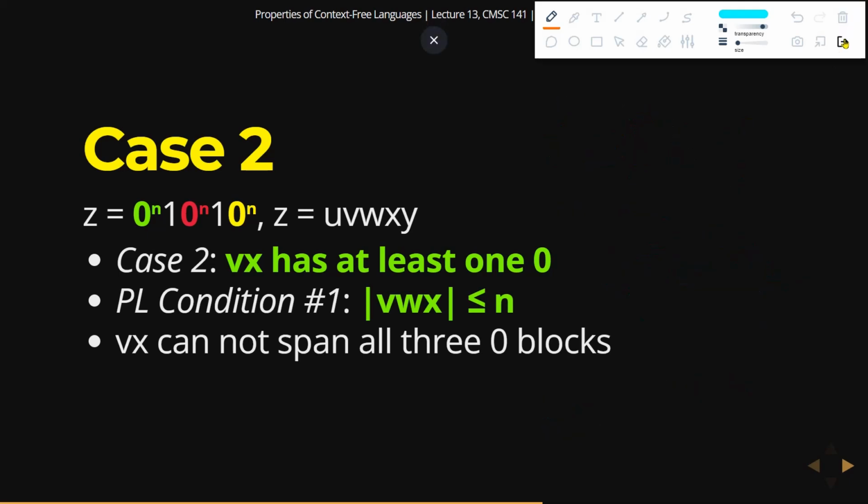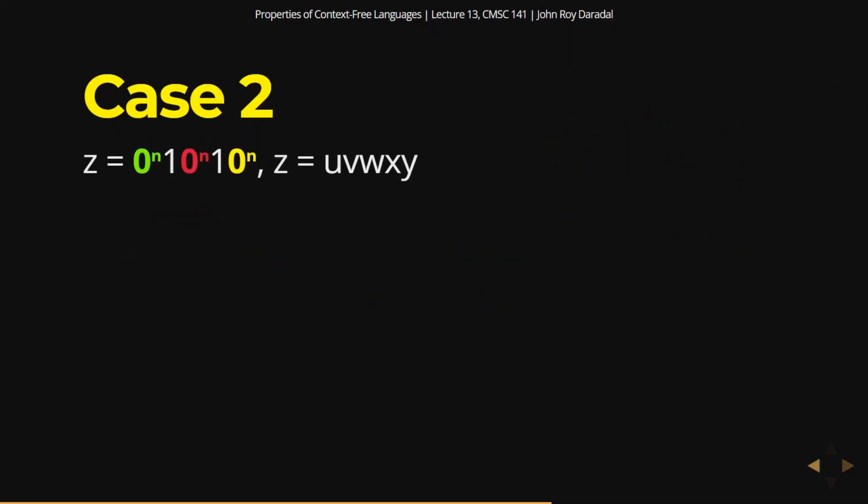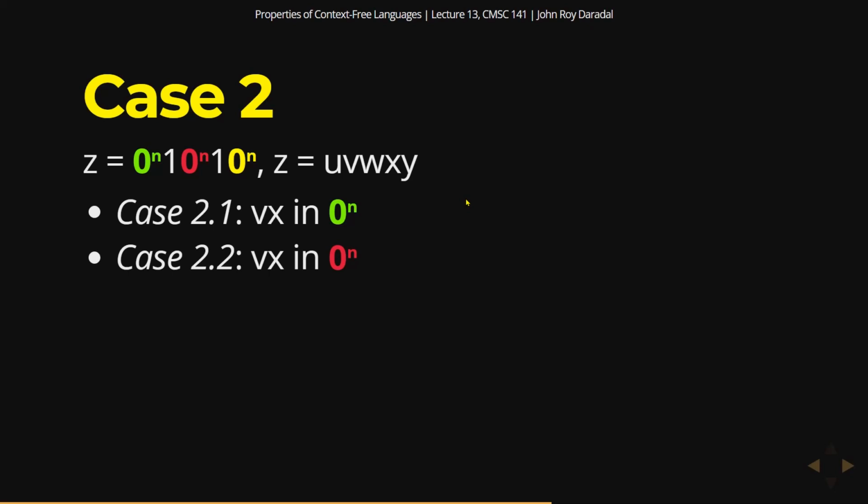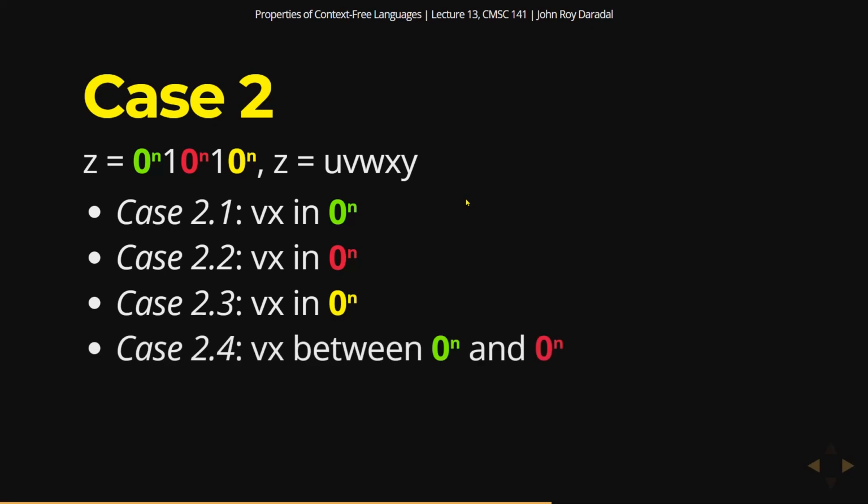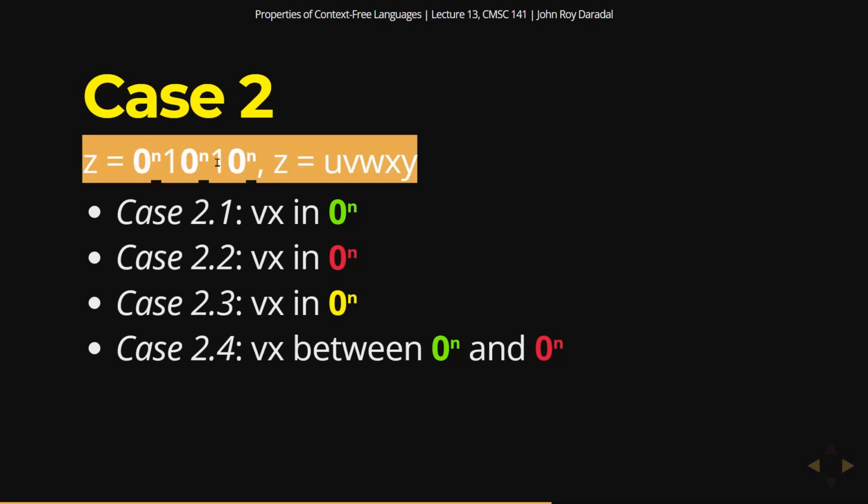Okay, so in the first case, vx could be in the green 0^n. Second case, it could be in the red 0^n. Third case, it could be in the yellow 0^n. And then the fourth case is it's in between these two. Okay, and that's possible because you can start v at the last part of this 0^n, and then x could be starting at the first part.